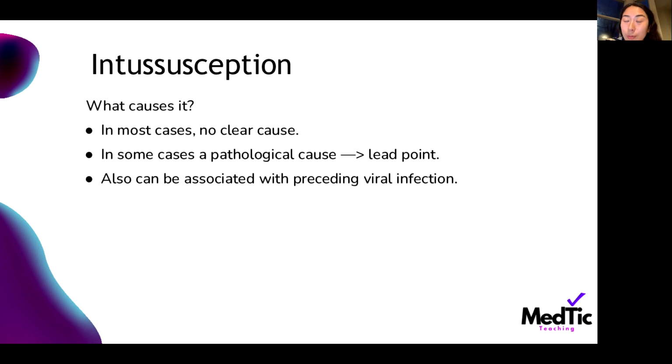In terms of what causes it, again, no clear cause. Sometimes there can be a lead point, which basically predisposes someone to having a weakness in that certain bit of the bowel. I'm not sure I entirely understand all of it, but it's things like Meckel's diverticulum, polyps, HSP, lymphoma. It can be post-operative, or it can also be associated with a preceding viral infection. But in most cases, there's not actually a real clear cause.